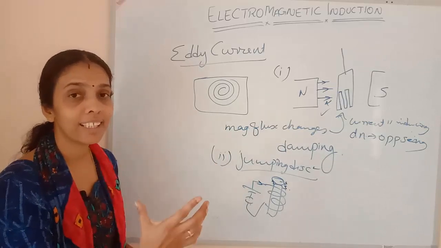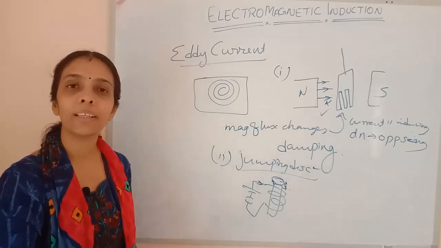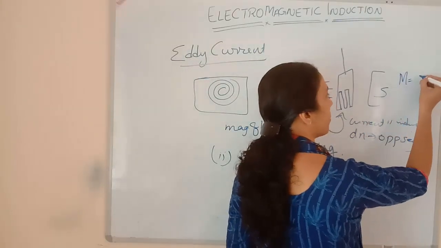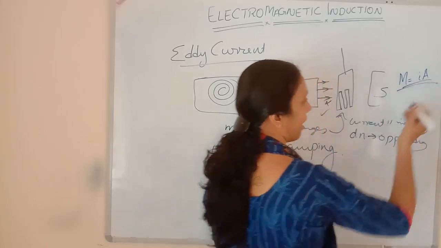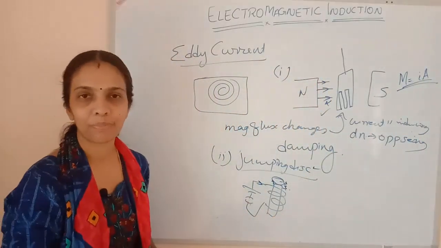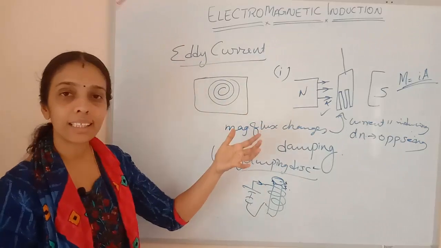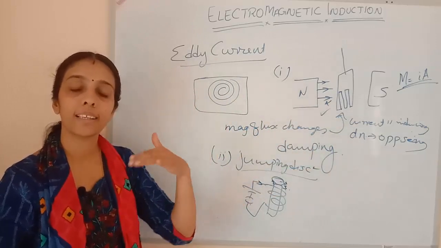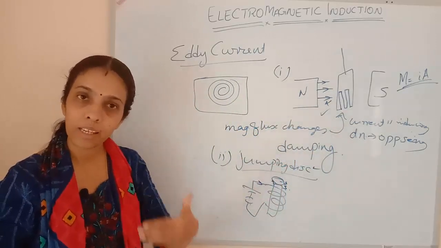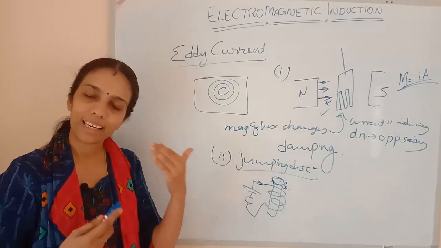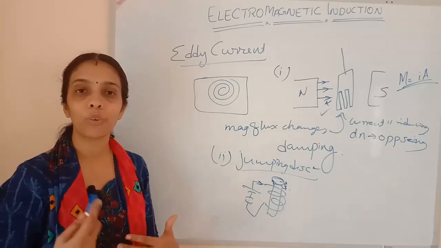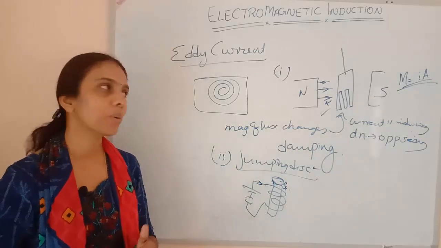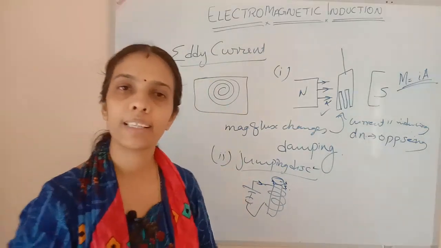That means the induced current depends on the area. So the magnetic flux linked, or the magnetic moment, also depends on the area of the plate. As the area increases, magnetic moment also increases, so damping increases, and the oscillation will stop faster. As the area decreases, what will happen? The oscillation will continue for a little bit more time. So you understood what electromagnetic damping is.